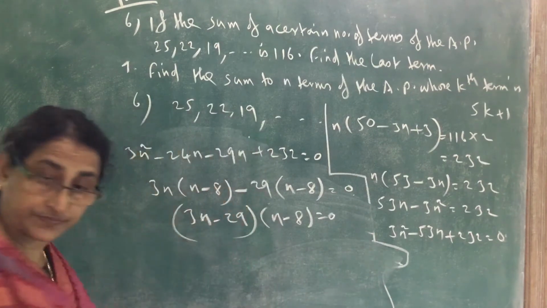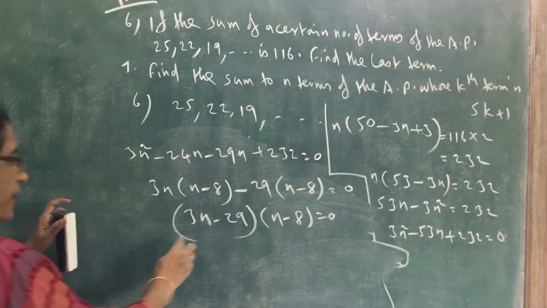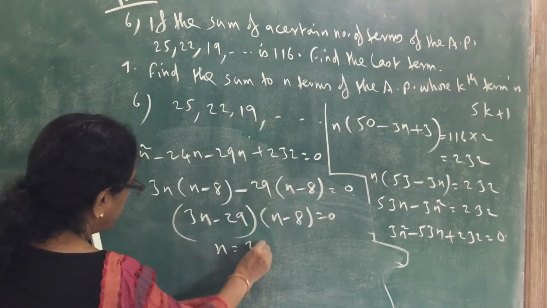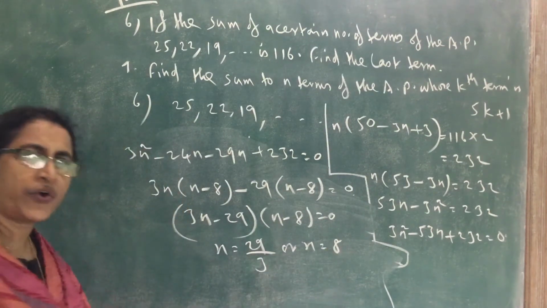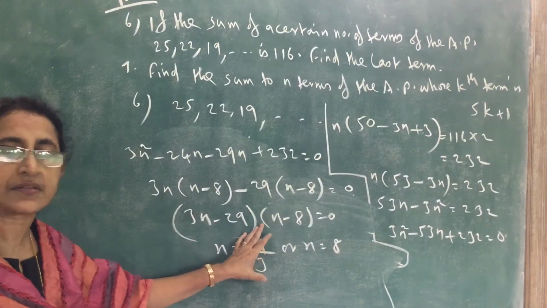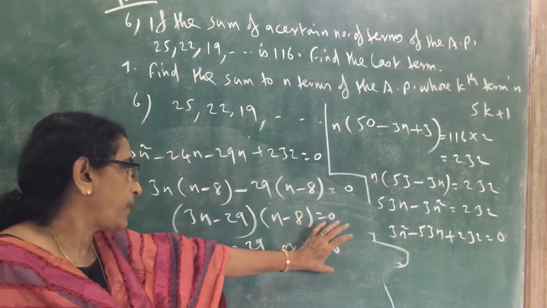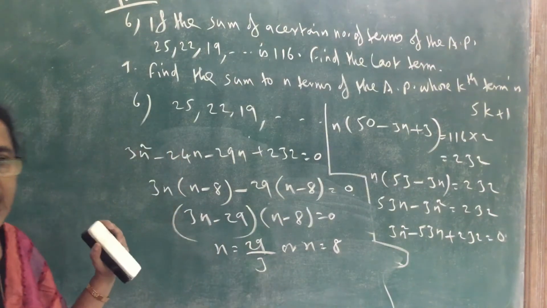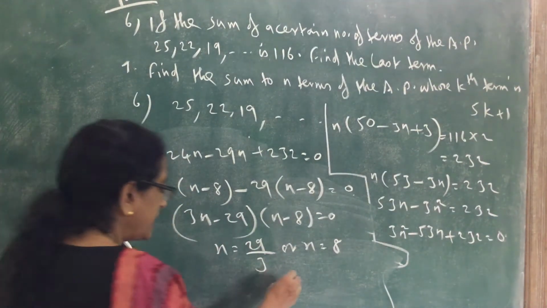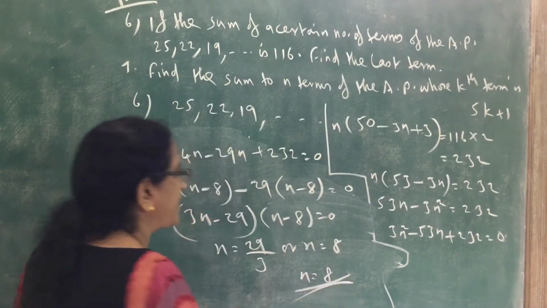Therefore, n equal to 29 by 3 or n equal to 8. And we know the number of terms will not be a fraction. So n equal to 8. Only the possible value of n is 8. Since n is not a fraction, n equal to 8. So the value of n is 8.